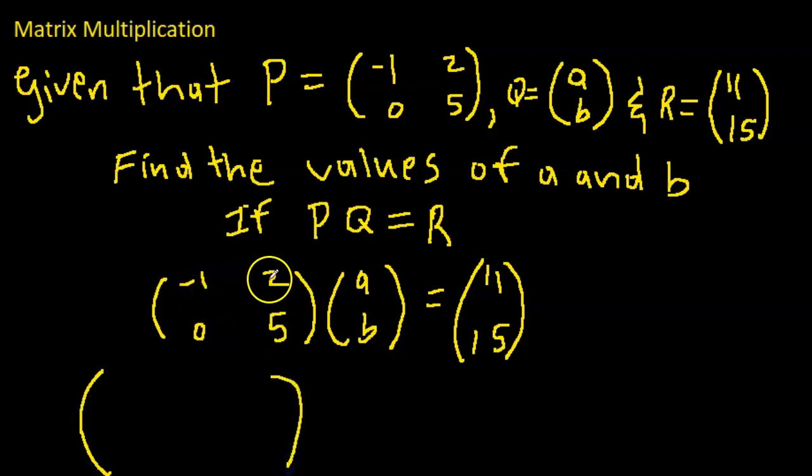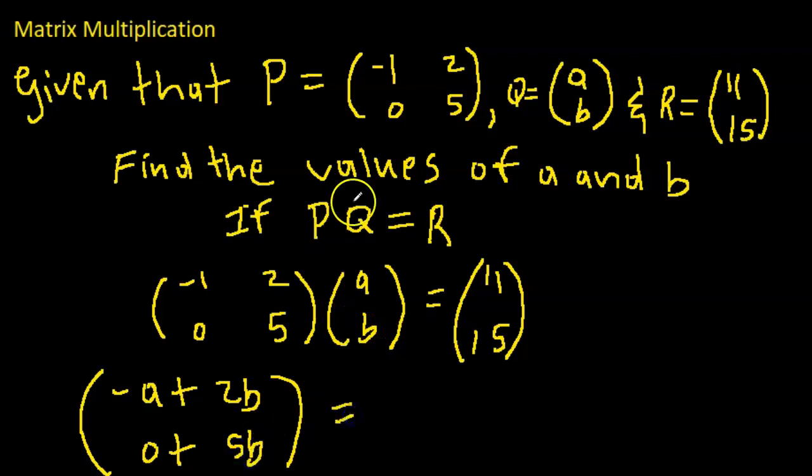Remember, row by column, right? So row by column. So negative 1 times A, that's negative A, plus 2 times B, that's 2B. And over here, 0 times A, that's 0, plus 5 times B, that's 5B.